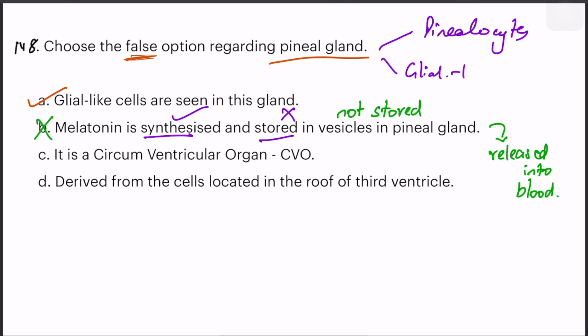And then, it is a CVO. Yes, it is a CVO. It lies outside the blood-brain barrier. That is the definition of CVO. And then, derived from the cells located in the roof of the third ventricle. Yes, this is true. The pineal gland is found exactly above, in the roof of the third ventricle. Therefore, this is also true. So, the answer here would be option B.